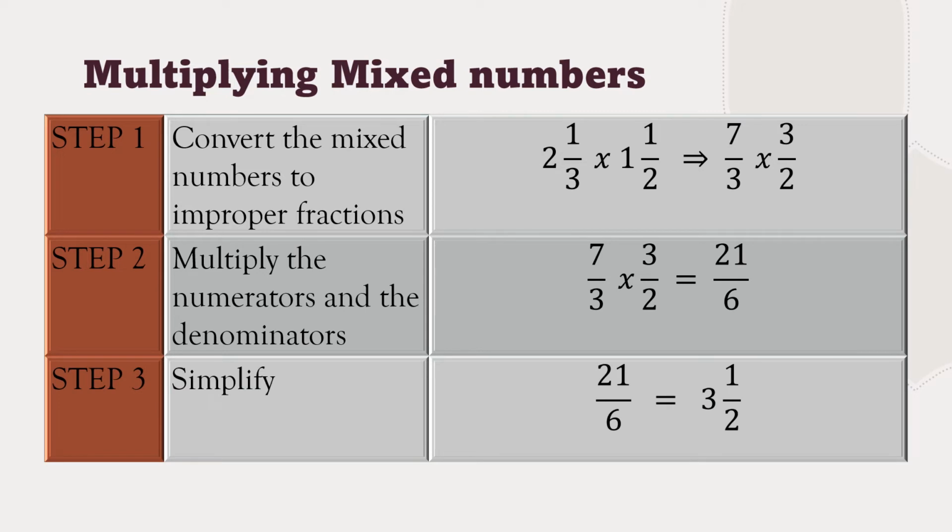For step 3, of course, we have to simplify. So 21/6 is an improper fraction. So we will convert this into a mixed number. So this will become 3 and 1/2.